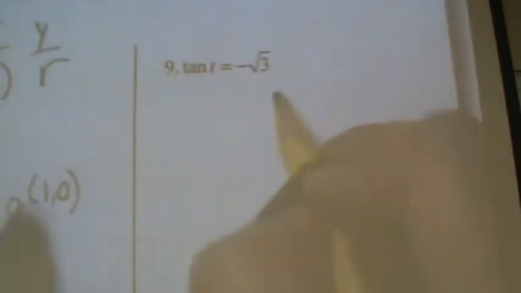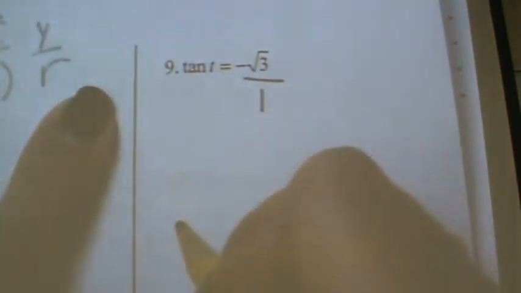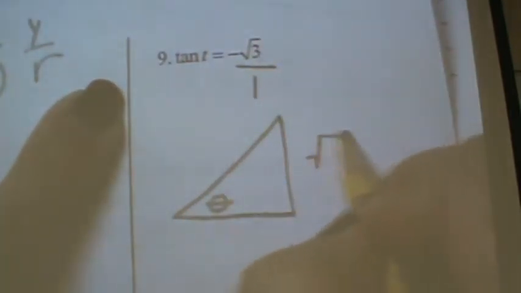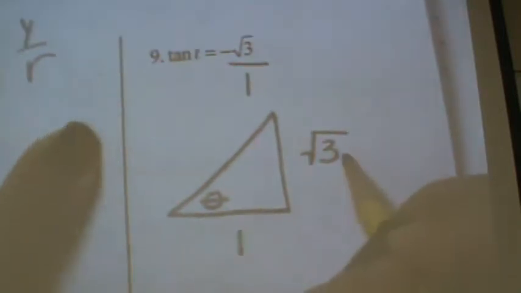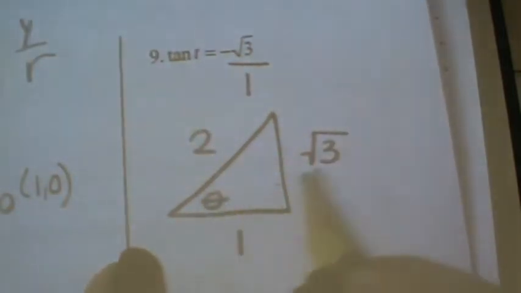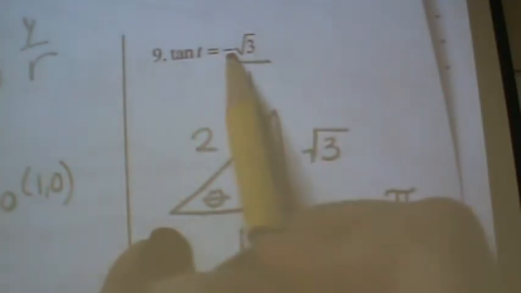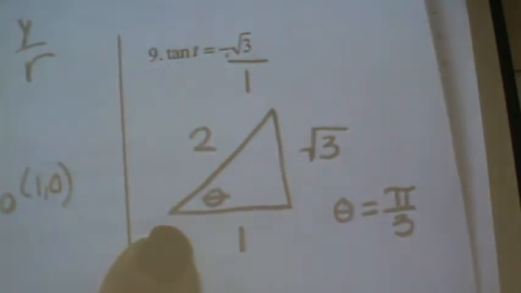This one is √3/1. So what angle am I whose side opposite over adjacent is √3/1? It's a 60, so pi over 3. So in what two quadrants is tangent negative? 2 and 4. So what's the angle that has a 3 at the bottom?